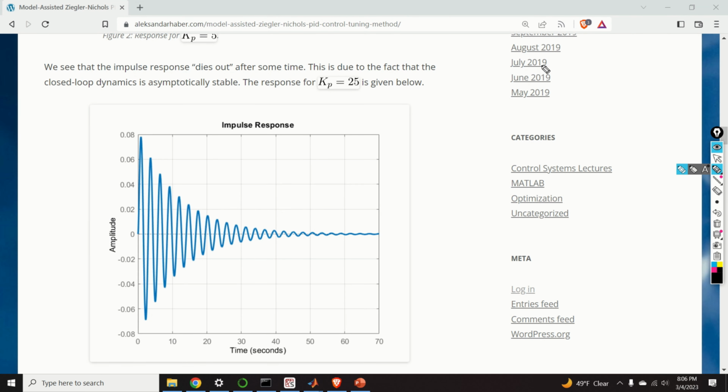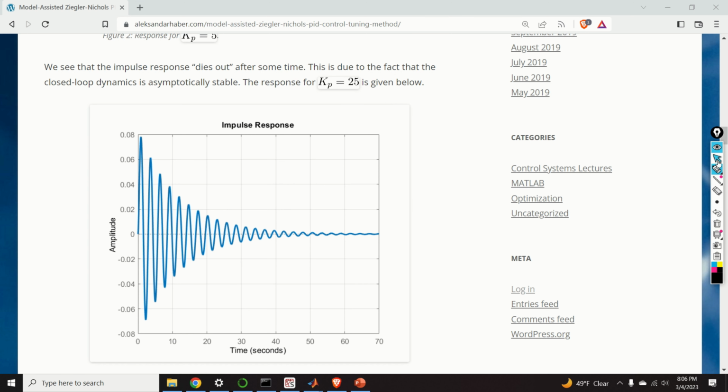Next, we increase Kp to 25. And here's the observed output. Wow, we can see that the observed output looks a little bit better. The oscillations are starting to happen, however, they die out after 40 seconds. This means that we need to increase Kp even further. That is, we need a larger number for Kp.